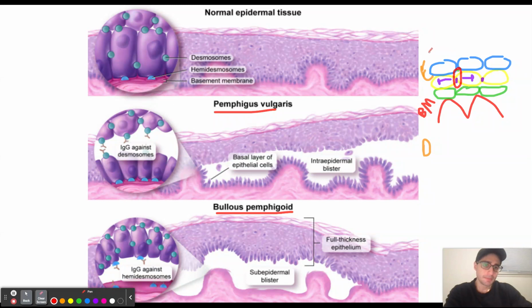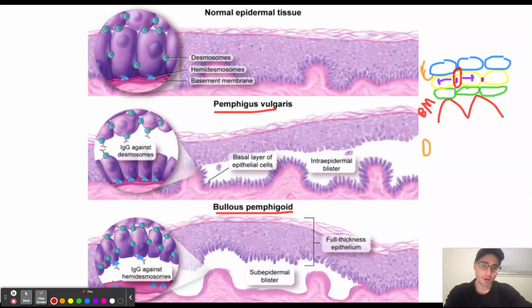Now, because this blister is going to form within the epidermal layer, it is going to thin the epidermal layer and it is going to weaken it. As a result, the blister that is going to form is going to be weak. So it is going to be easily ruptured. And that is important to know because it is going to be a characteristic that is going to separate Pemphigus vulgaris from Bullous pemphigoid.